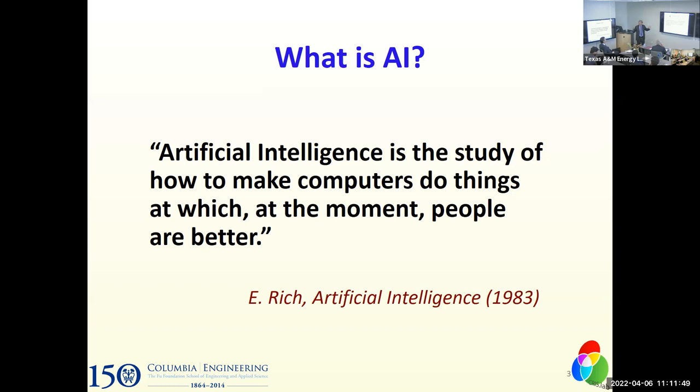It was defined by Elaine Rich, who was a faculty member at Texas Austin for many years in computer science. And she wrote one of the early textbooks in AI, published in 1983. So she doesn't say what things. The implication is then everything.